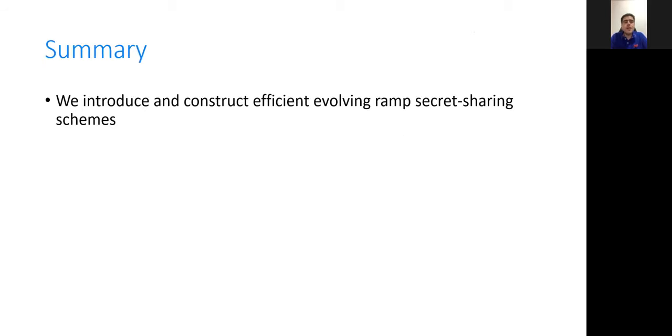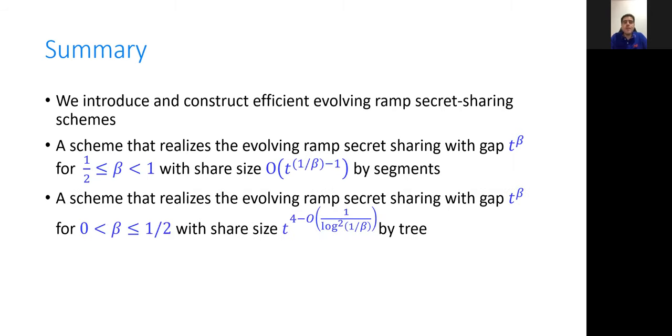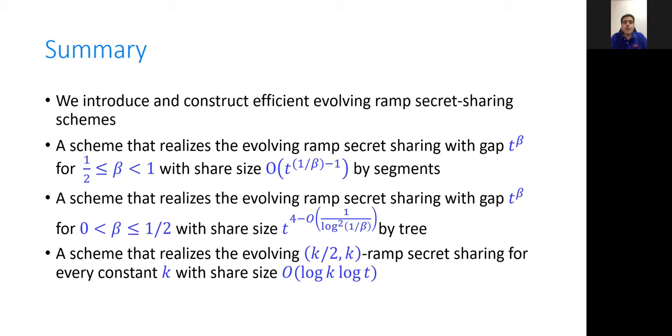Okay, as a summary, we introduced and constructed efficient evolving gap-based secret sharing schemes. When the gap is T to the beta, for beta between half and one, the share size is T to the one over beta minus one. When beta is between zero and half, the share size is two to the four minus one over log squared one over beta. And also, for a constant K, we showed a scheme with share size log K log T, when the gap is K or K over two and the correctness is K.